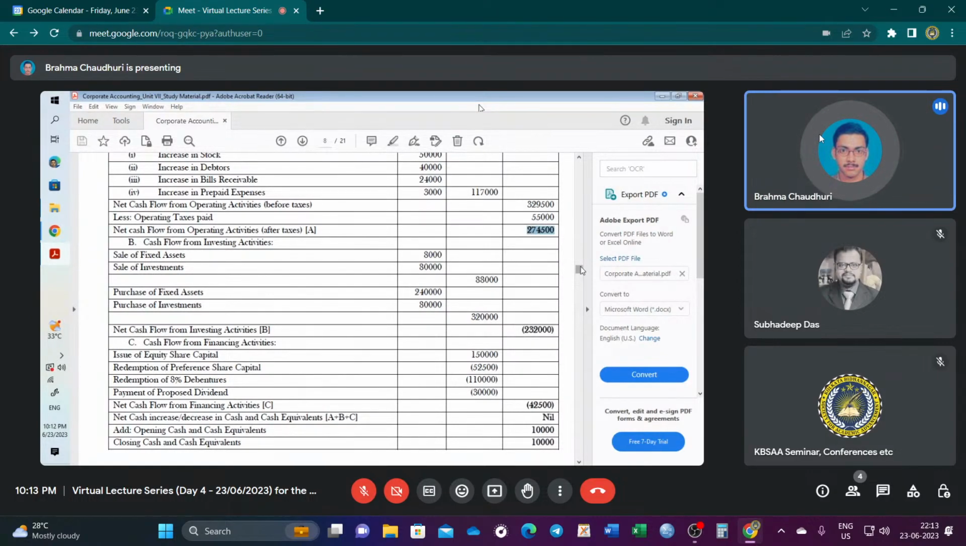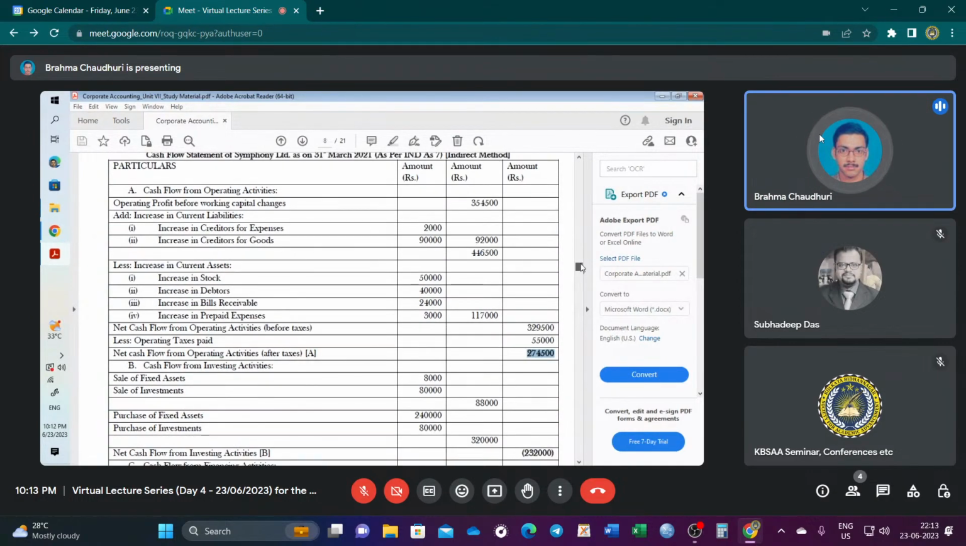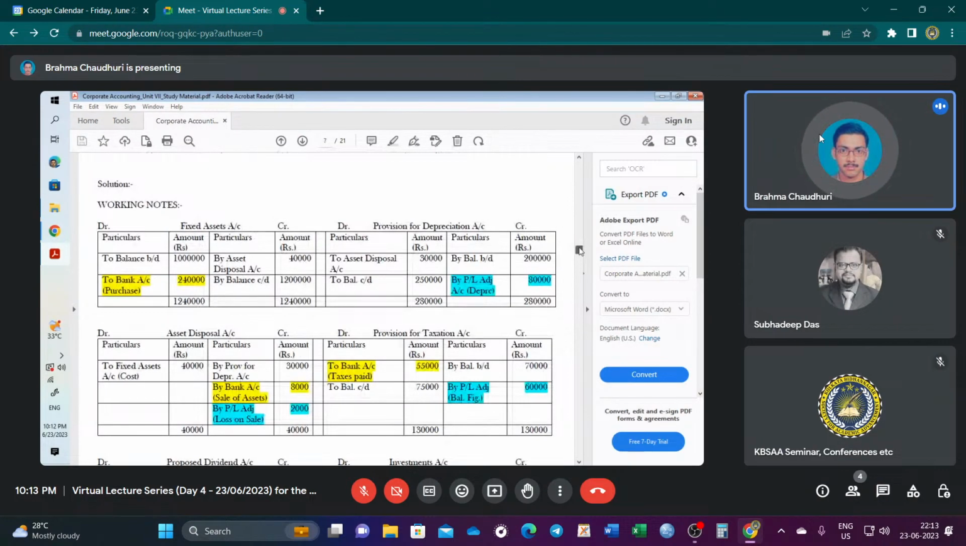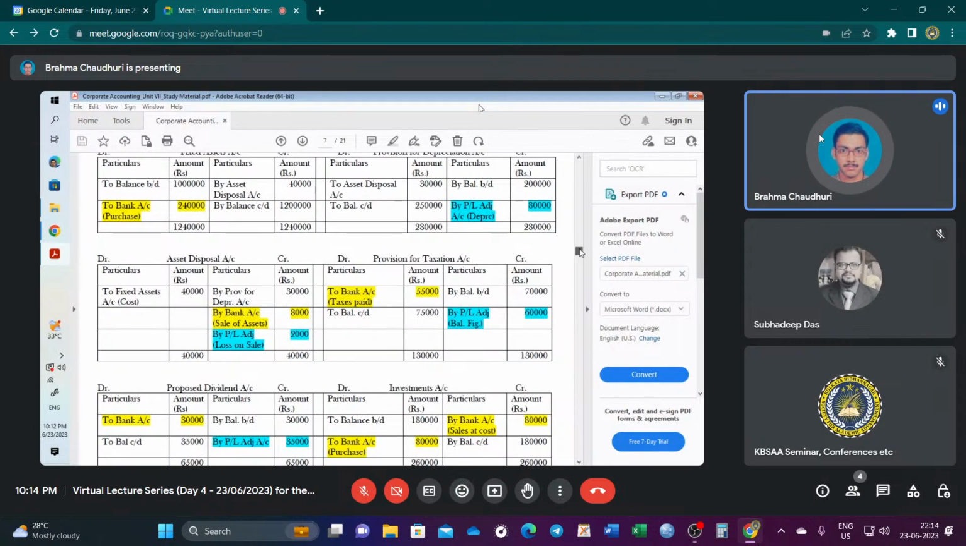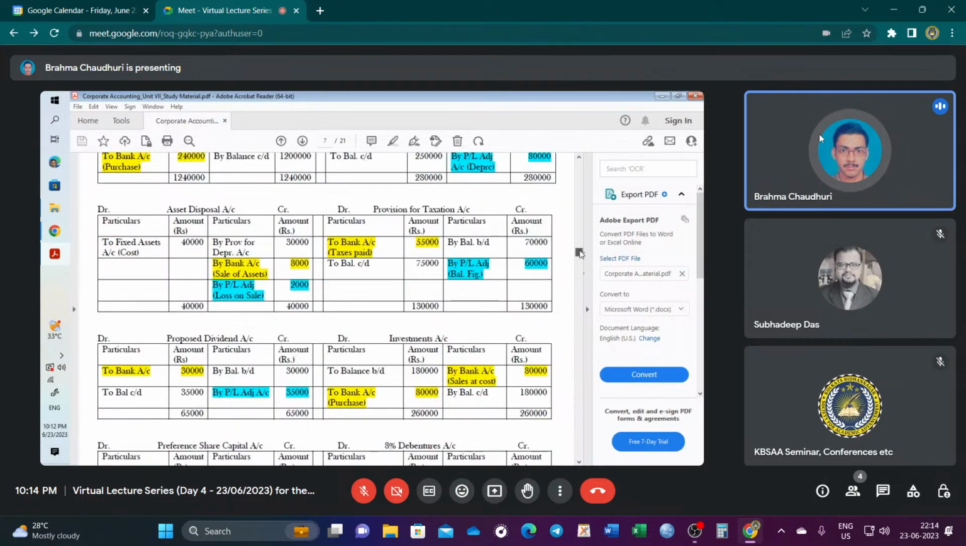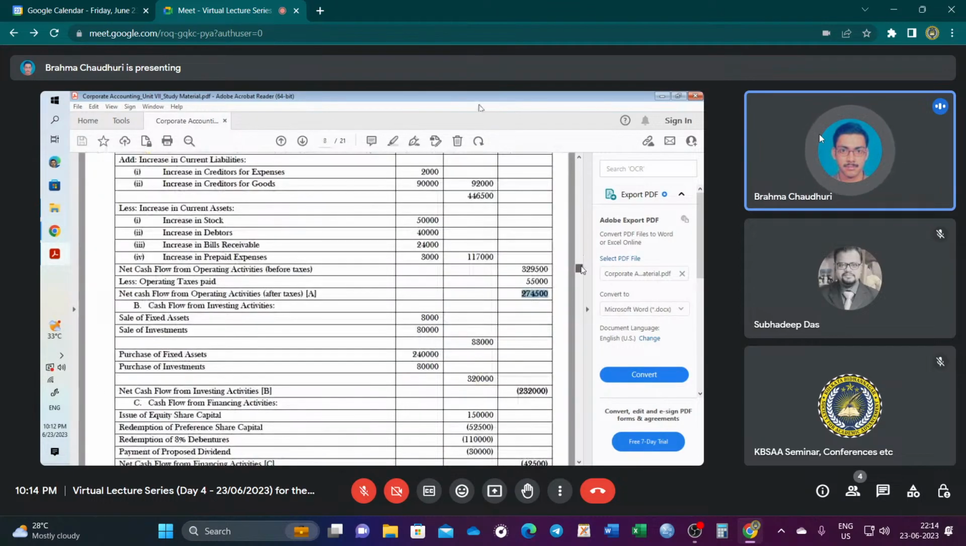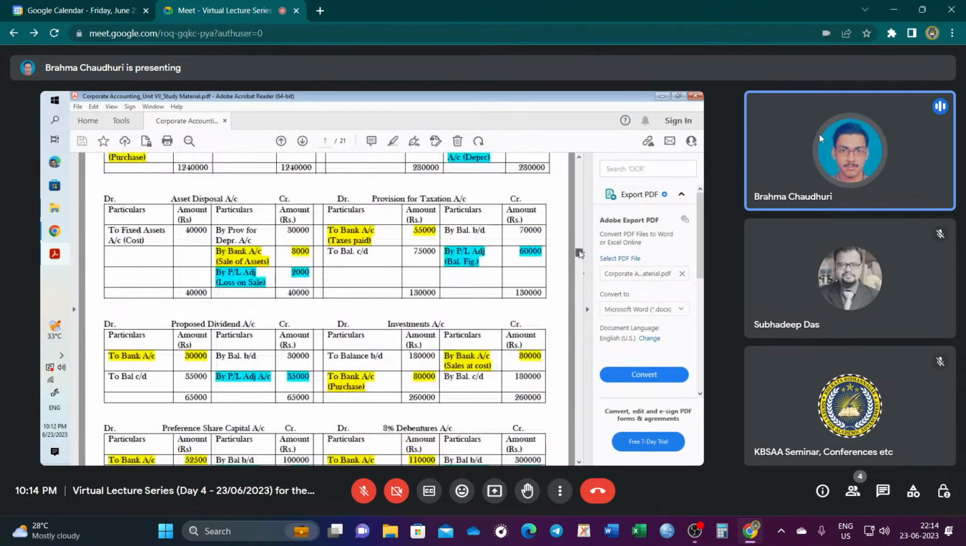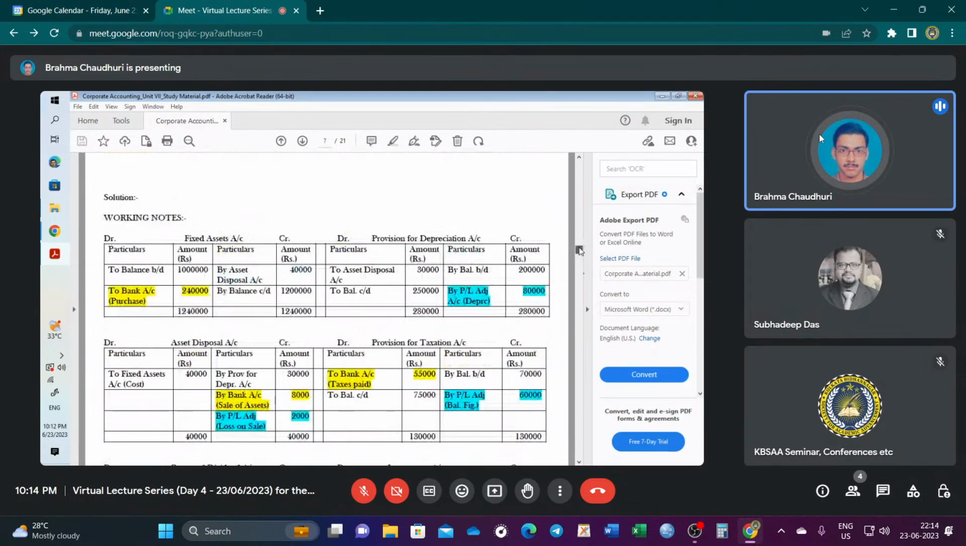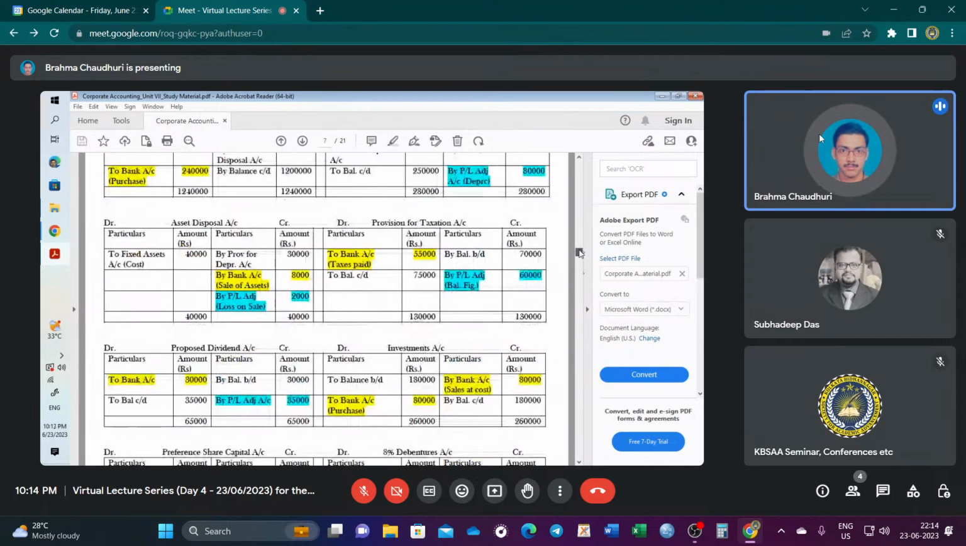Now we will prepare the cash flow from investing activities. In case of investing activities, we had already prepared the fixed assets account and the asset disposal account. In the asset disposal account, we found that there was a sale of asset for 8,000, and in the investment account we found that there was a sale of investment for 80,000. So we have two types of sales: sale of fixed assets 8,000 and sale of investments 80,000. Again in the fixed assets account we found that there was a purchase of fixed assets for 2,40,000, and from the investment account we also found a purchase of investment for 80,000.